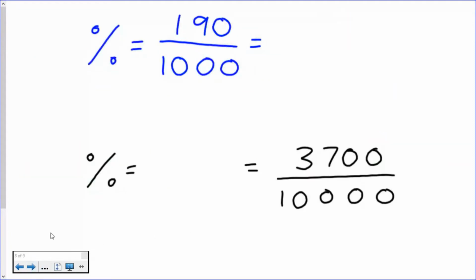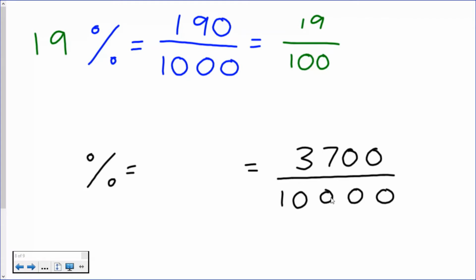Okay, moving on to some slightly trickier examples. 190/1,000ths. Ooh, let's see if I can work with the denominator of 100. How do I get from 1,000 to 100? Divided by 10. So I'll take 190, divide that by 10, 19. 19/100ths. That's the same as 19%.